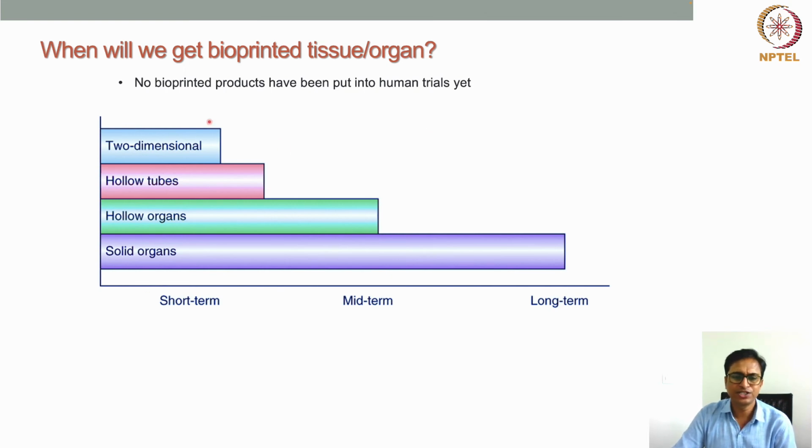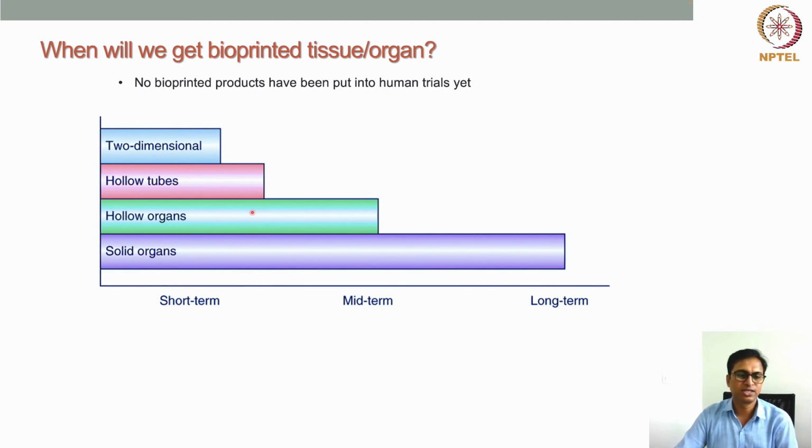But let us see the realistic picture. Two-dimensional tissues, like maybe cornea and skin, are very short term. Maybe within a year or within a few years, we can get this kind of bioprinted structure that can be used for clinical applications. Hollow tubes are also not as complex as the solid organs, and they can also be developed in a short to middle term, within a few years or some years.